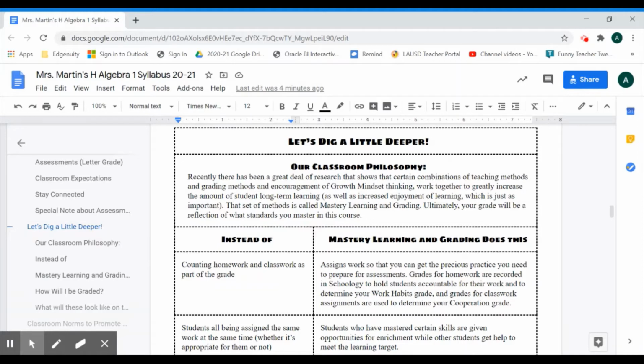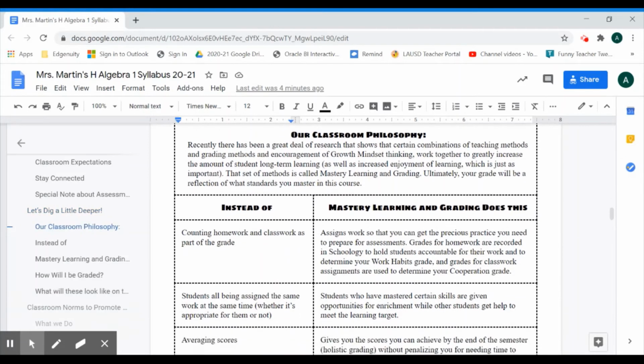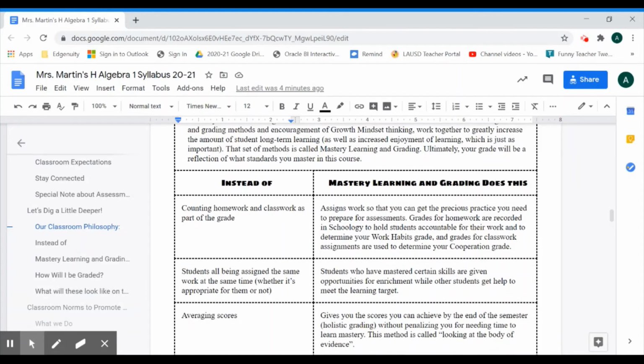So let's talk about a few things from a traditional classroom and why we've changed it for my mastery learning classroom. Instead of counting homework and classwork as part of the grade, I'm counting homework and classwork as a work habits and cooperation grade. Homework and classwork is important, precious practice that you need to prepare for assessments. However, it is my belief and the belief of many more people who are adopting mastery learning and grading that your grade should only reflect, again, the standards you've mastered, which is why the actual letter grade is only made up of assessments.